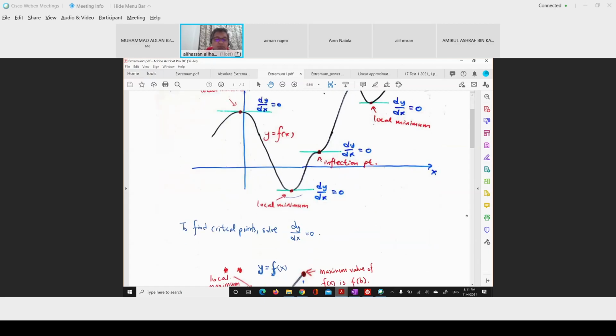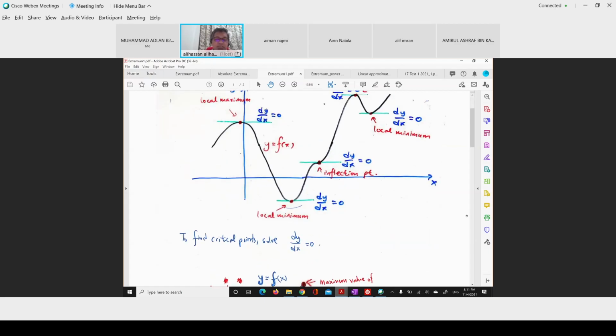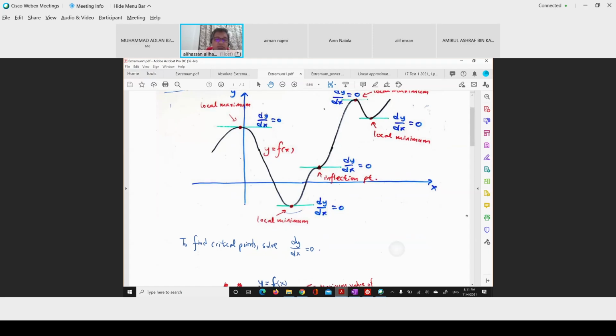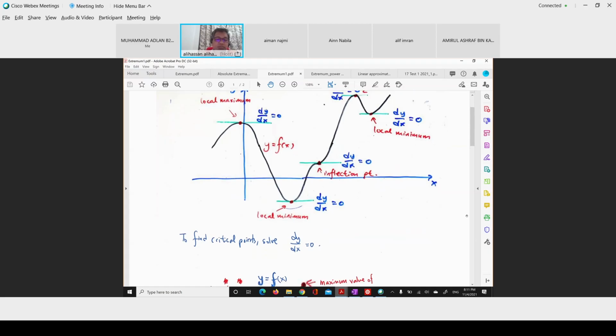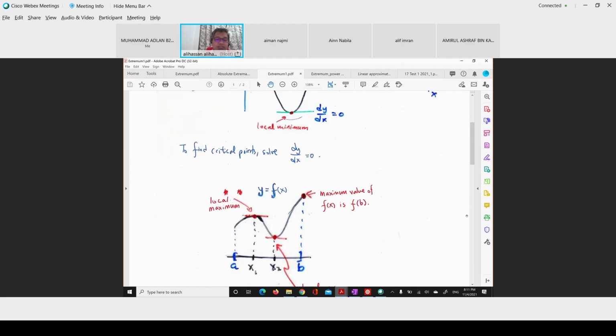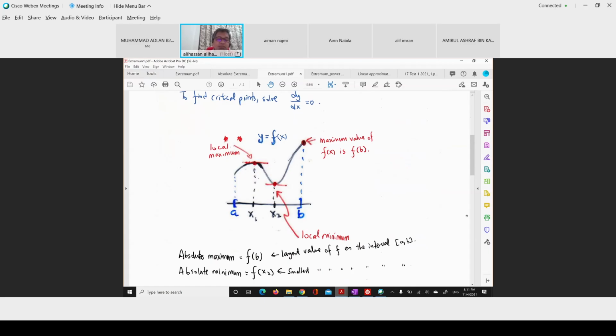The extremum points are also called critical points. The local maximum point, local minimum, inflection point are also known as critical points. So to find critical points, we solve dy/dx equal to 0. In addition, we also have the idea of absolute maximum and absolute minimum on an interval. So consider a different graph, y equal to f of x over the closed interval a to b.